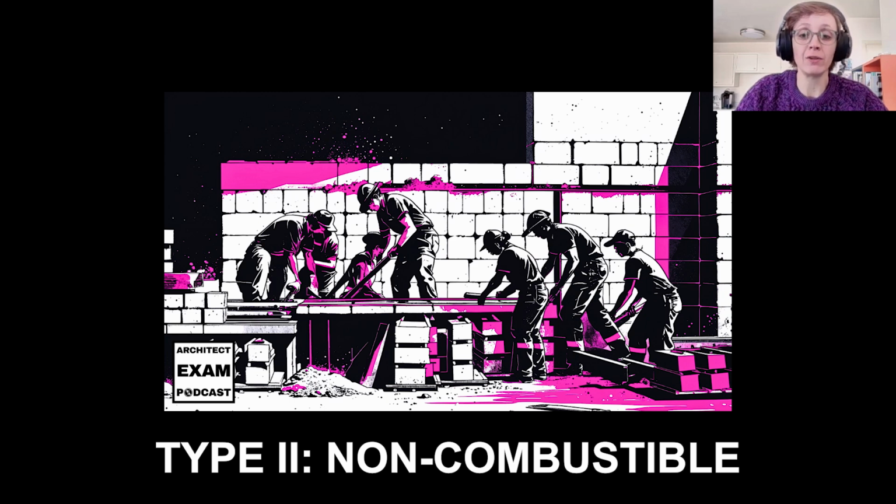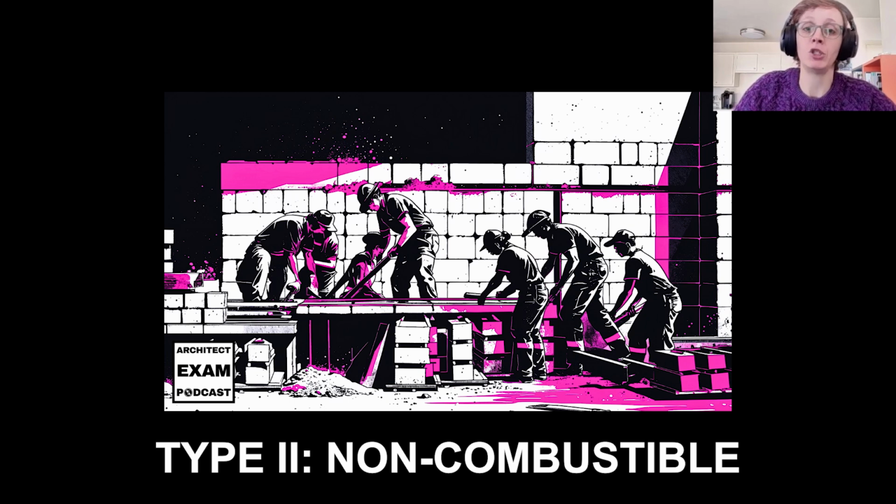Then we have type 2, which is non-combustible. Type 2 is the middle ground of construction types. These buildings use non-combustible materials like steel, concrete, and masonry, but with less fire protection than type 1. So just picture a steel file cabinet. It's not going to burn, but it might warp or collapse in intense heat.